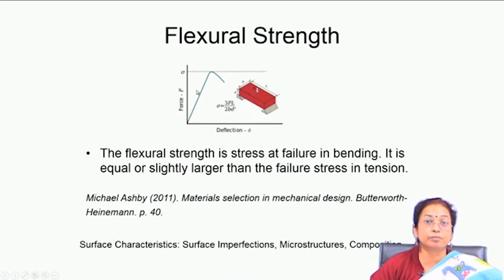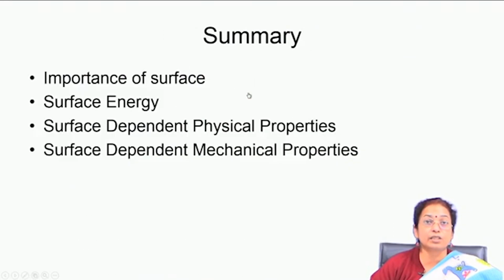Flexural strength is another important mechanical property which is dependent on the surface, and it gives you information about failure in bending. It is dependent on the surface because often failure starts from surface flaws and surface impurities where stress concentration is much higher. So, it is taken as a property dependent on the surface. If you just improve the surface finishing, or increase the surface hardness to a little extent, you can increase the flexural strength to a large extent.